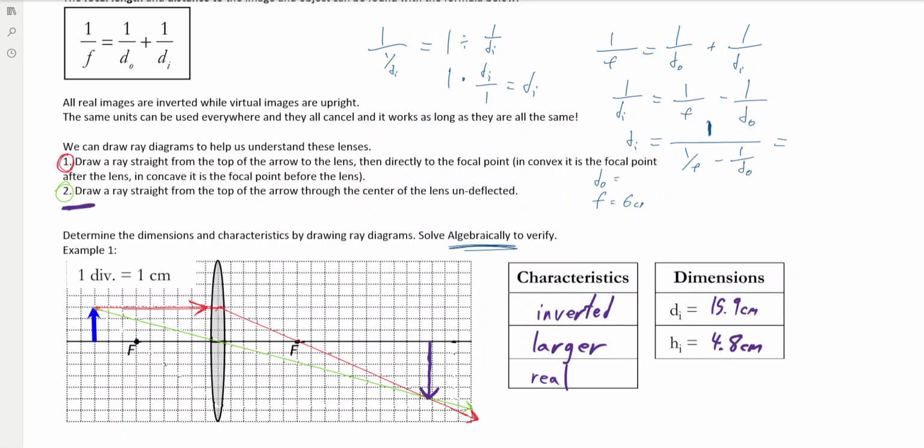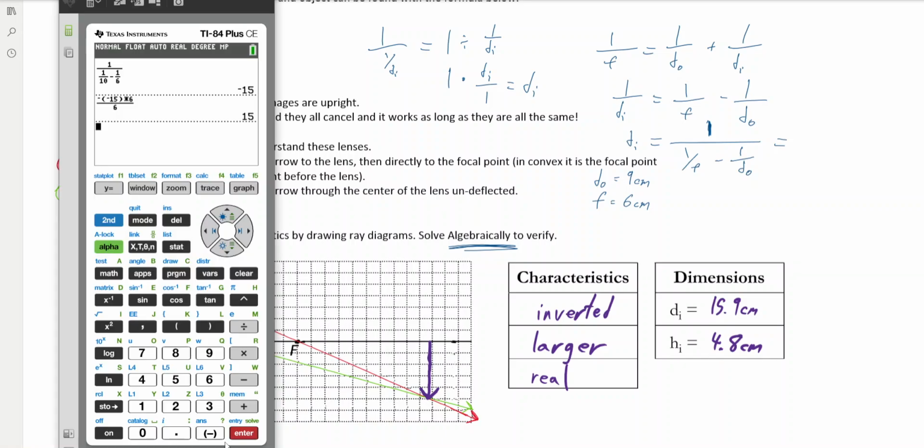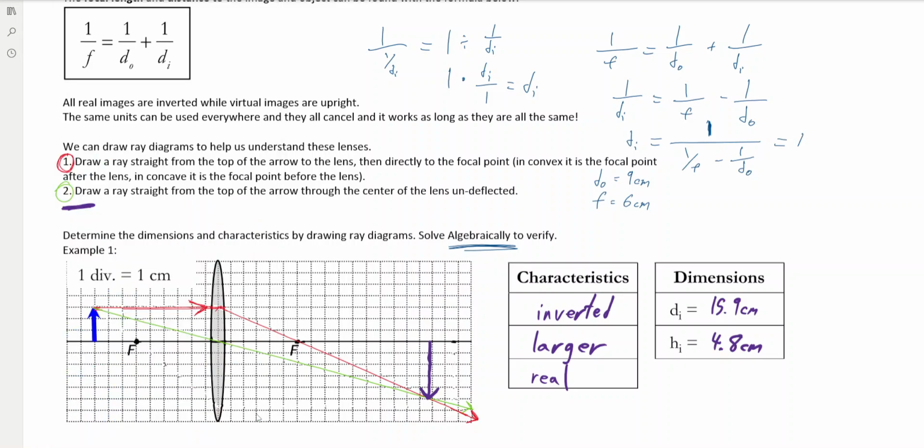6 centimeters for the focal length, 9 centimeters for the dO. So if we were to write this into our calculator, it would be 1 over f, which is 6, minus 1 over dO, which is 9, and we get 18 as our answer.